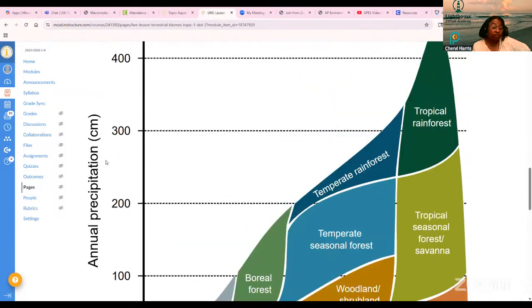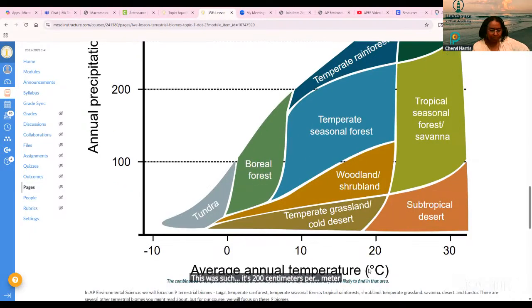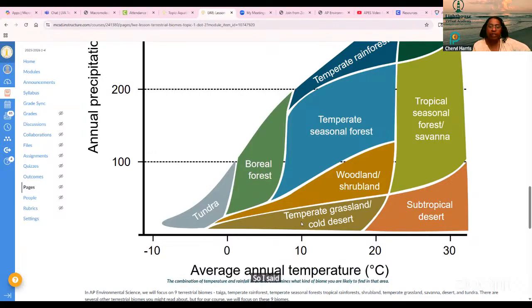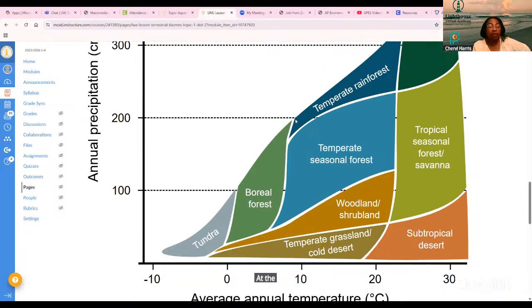year. You're supposed to be able to stop down here at the bottom where the 10 is. So I said 10 degrees, and then run your finger all the way up till you get to 200. And that's going to sit right up here on the chart at the tip of temperate rainforest. All right, so you should be able to say that location X is probably located in a temperate rainforest based on the clues that it gave you.